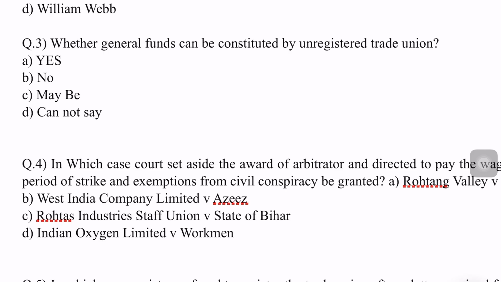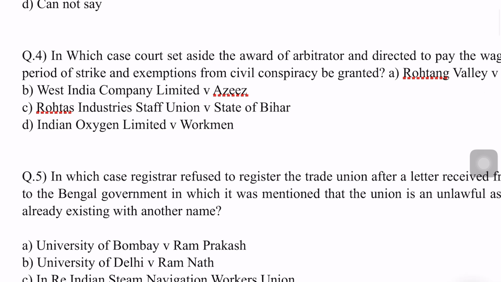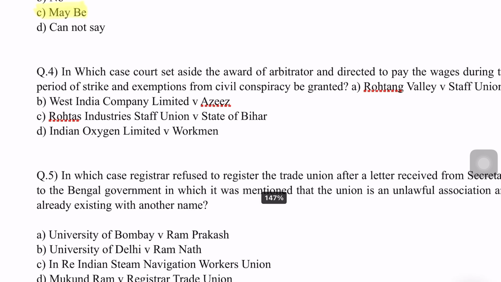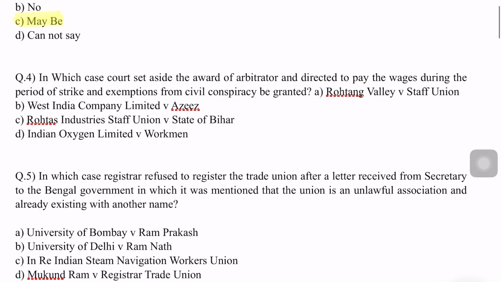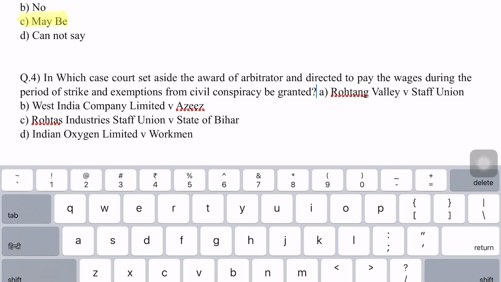Next question, in which case court set aside the award of arbitrator and directed to pay the wages during the period of strike and exemptions from civil conspiracy be granted. This was held in the case of Rohtas Industries Staff Union versus State of Bihar.